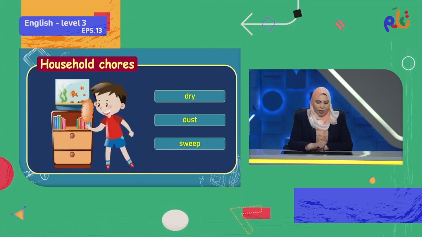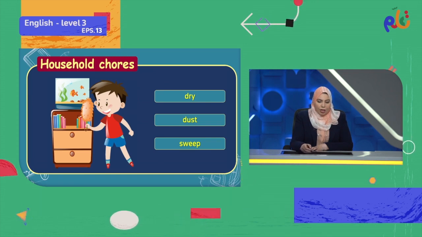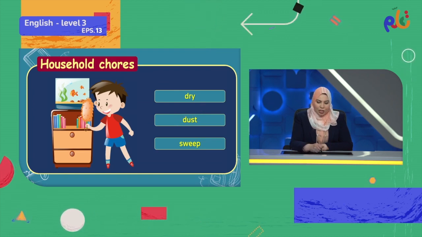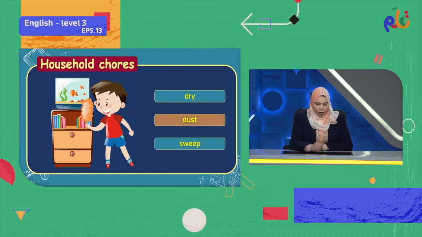And let's look at the picture here. This boy is trying to dry, to dust, or to sweep. Which action is it? So here we're talking about dust. Dust the furniture.